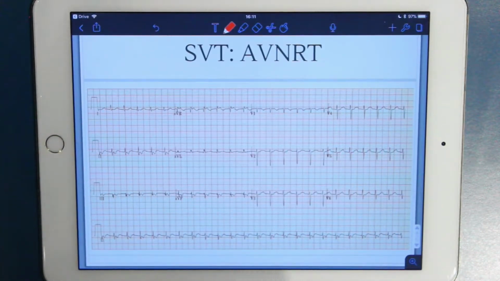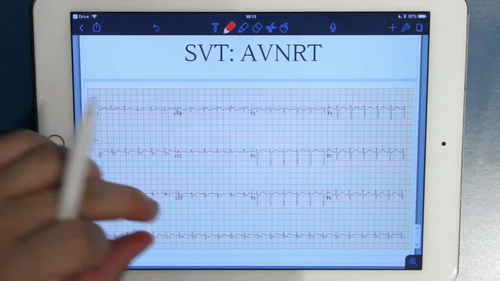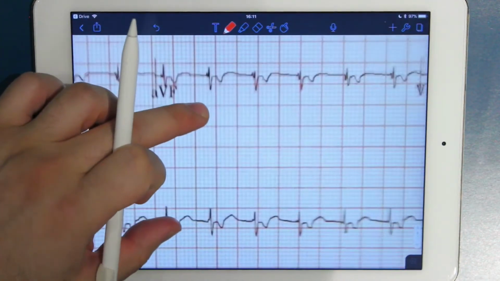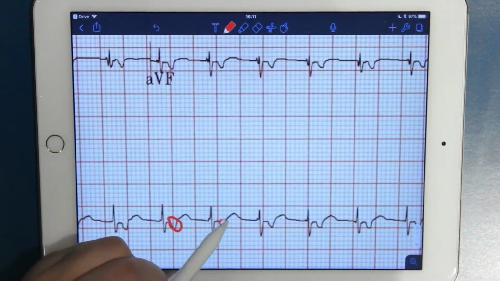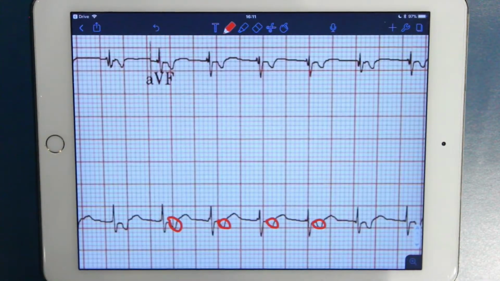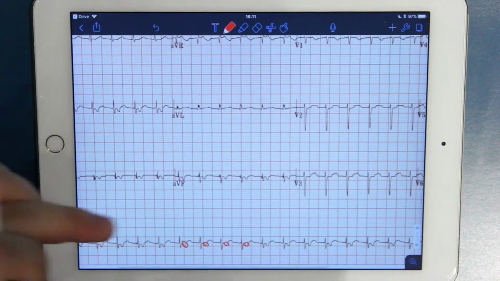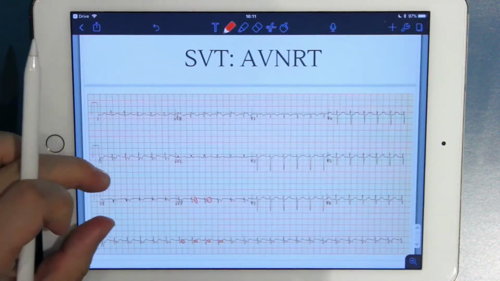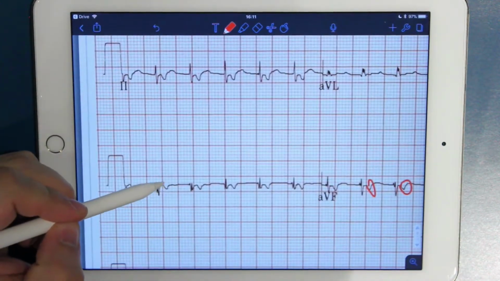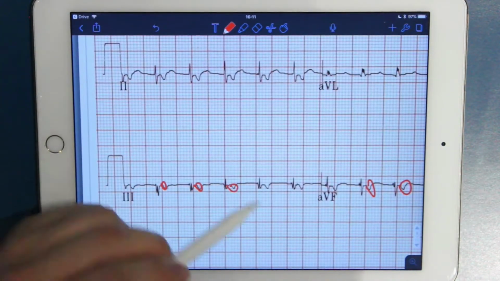Here's a supraventricular tachycardia that is of the AVNRT variety, and one of the key features here is in leads 2, 3, and AVF, you'll see that P wave coming after the QRS signal. Okay? If we look at AVF, we see the same thing here, and if we zoom out and look at lead 3, once again, there's a little dip.